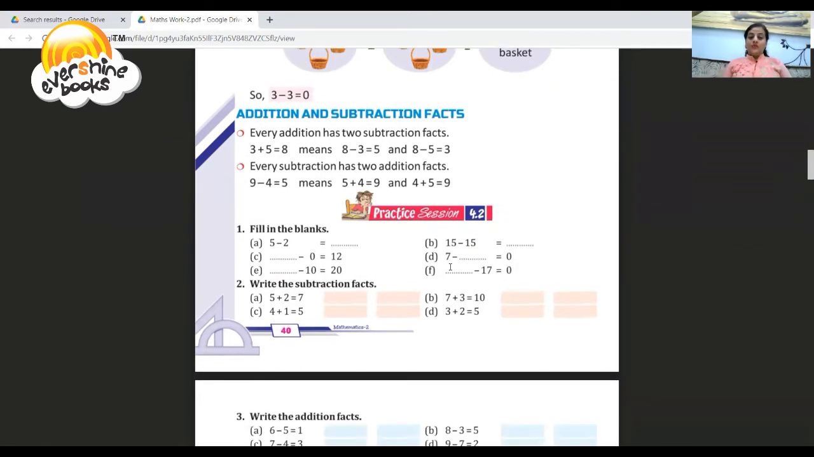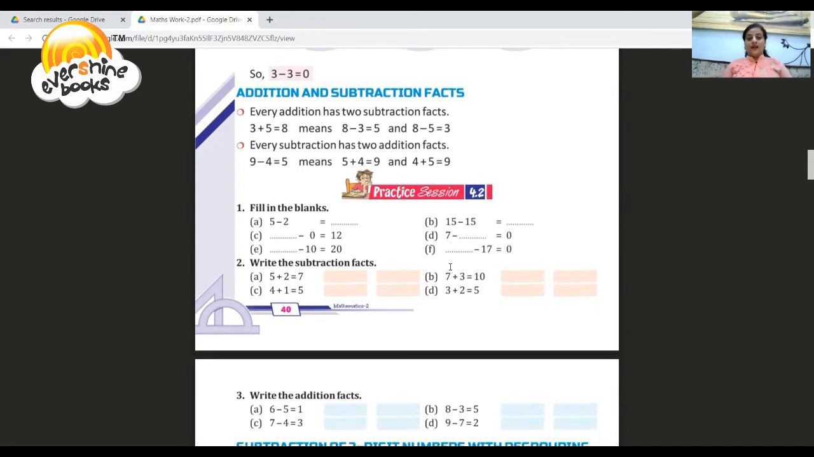Now we are going to do our exercise 4.2. In that we are going to learn the fact. Every addition has two subtraction facts. 3 plus 5 is 8 means 8 minus 3 is 5 or 8 minus 5 is also 3, the same numbers. There are two facts.